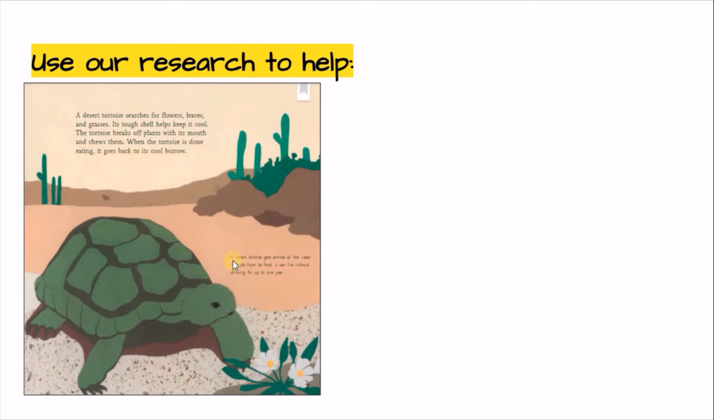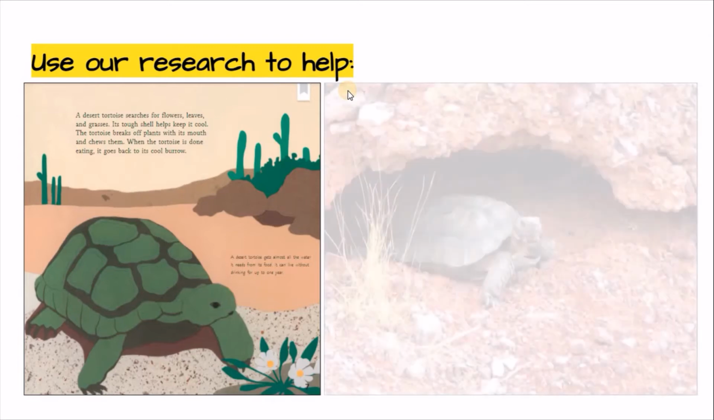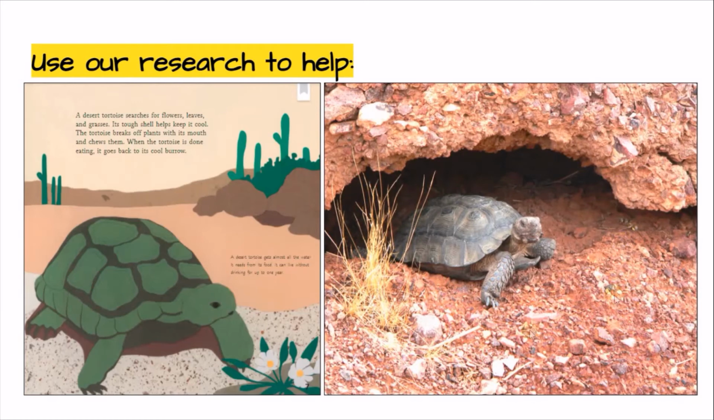There's a little bit of a caption here. A desert tortoise gets almost all the water it needs from its food. It can live without drinking for up to 1 year. I also looked up some photographs of tortoises to give me an even better idea of what they look like in real life. So here is a photo of a tortoise in its burrow. So this is to help me draw my diagram. So now we're going to draw our diagram.